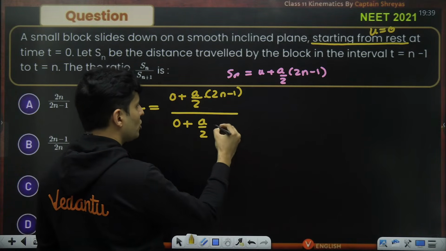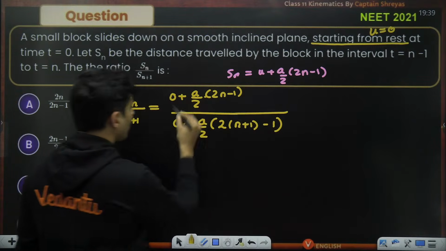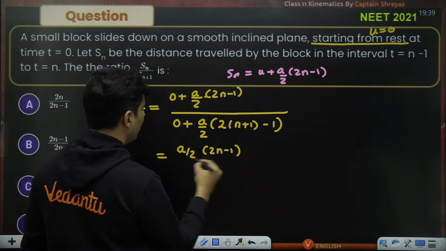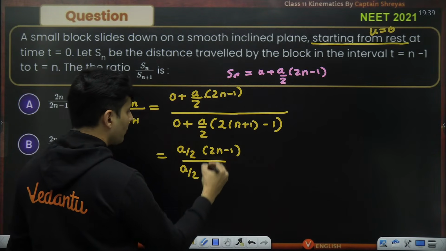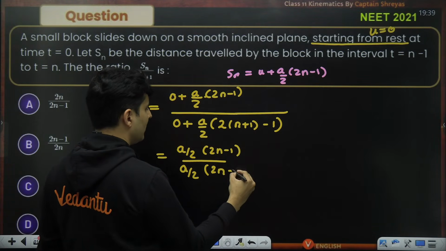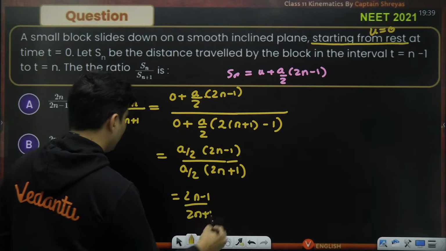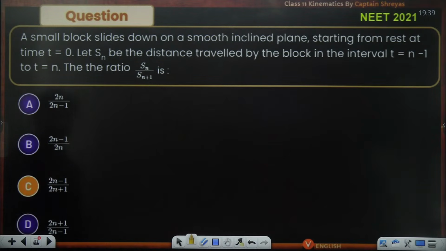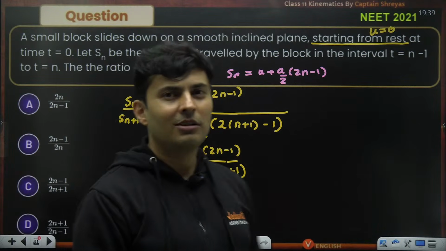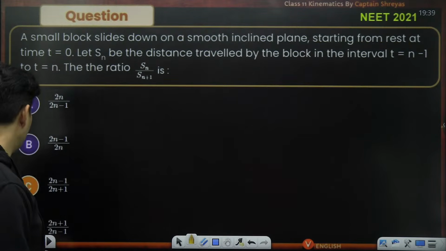2 is 2 only. So 2 into, here you will put n plus 1 minus 1. Okay, 0 plus anything is anything. So it will become a by 2 into 2n minus 1 divided by, again, a by 2. This will become 2n. Okay, 2 minus 1 is basically 1. That's it. a by 2 will cancel. So 2n minus 1 by 2n plus 1. That is the answer. That is the correct answer. Clear, everyone, with me? So these are the kind of PYQs and level of questions that you should be at least doing.